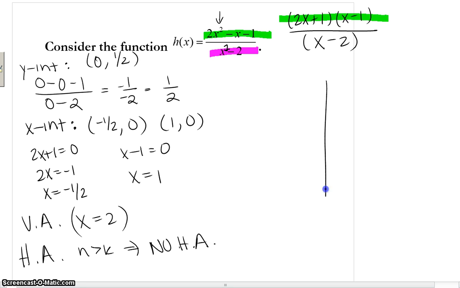So let's draw our graph here. So we've got a y-intercept, say that's 1. We've got one at (0, 1/2). So here's our graph. So here's 1. So (0, 1/2), we've got one right here. And then we have x-intercepts at negative 1/2, so let's say that's about here, and at (1, 0). And then we have a vertical asymptote at 2.